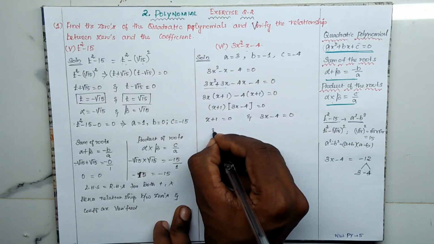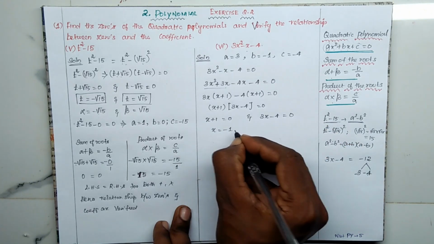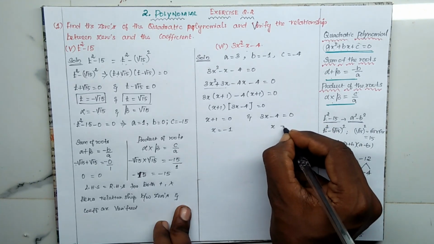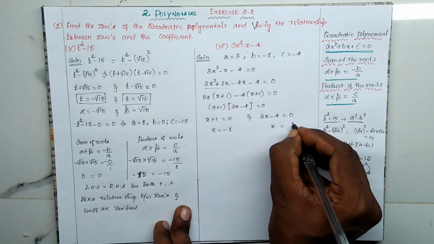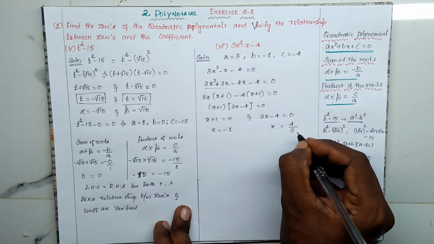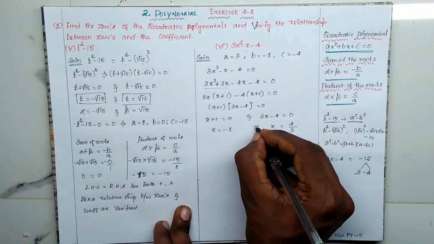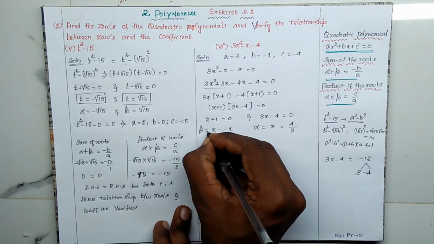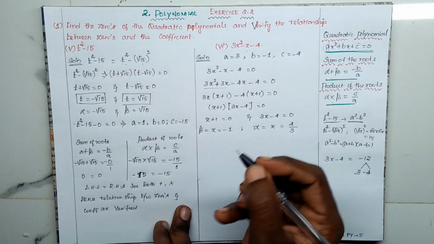Now here the value of x is minus 1, and here the value of x is, minus 4 will go to this side, so plus 4, and the multiplication of 3 will come to this side, so 4 by 3. Now this is alpha and this is beta. These are the two roots for the given equation.